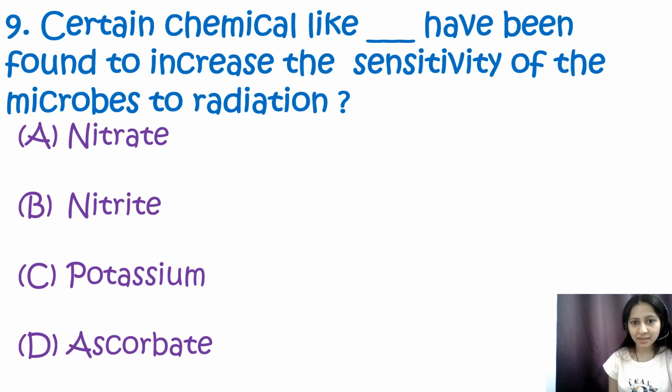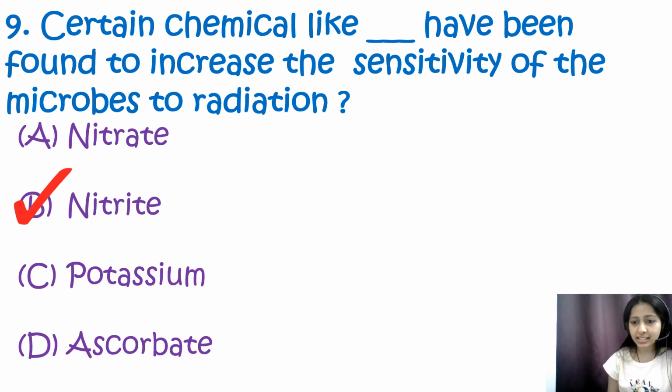Certain chemicals like dash have been found to increase the sensitivity of the microbes to radiation. So the options are nitrite, nitrate, potassium and ascorbate. Over here my correct answer is B, that is nitrite. So nitrites have been found to increase the sensitivity of the microbes to radiation.